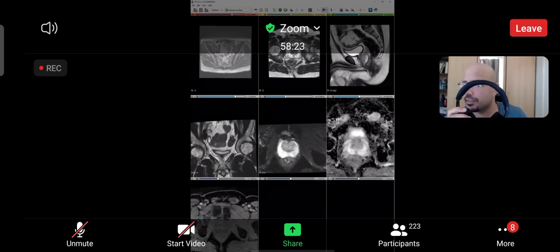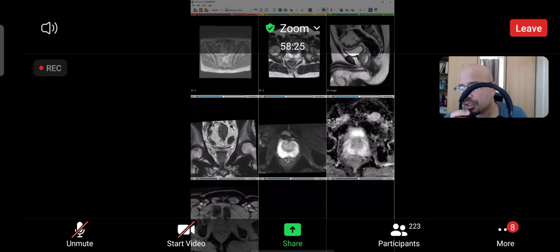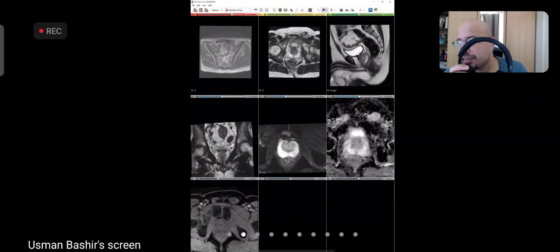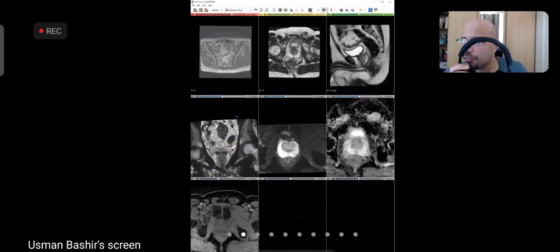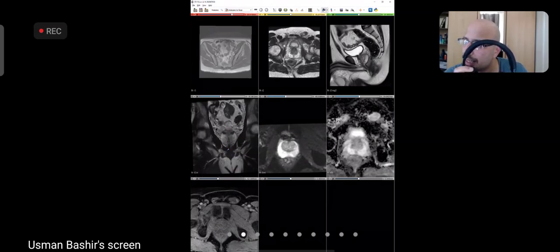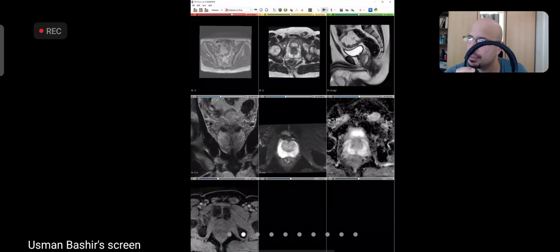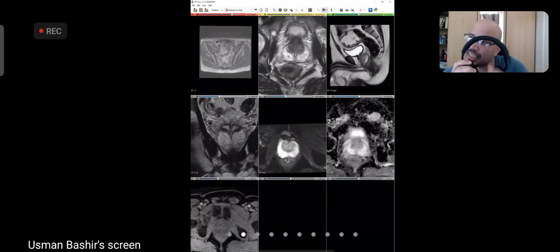Then you've got the coronal T2 weighted imaging. It's a very critical sequence. A lot of times you will find it allows you to look at the entire peripheral zone together like this, because the peripheral zone is actually a slab, a vertical slab of tissue, right?